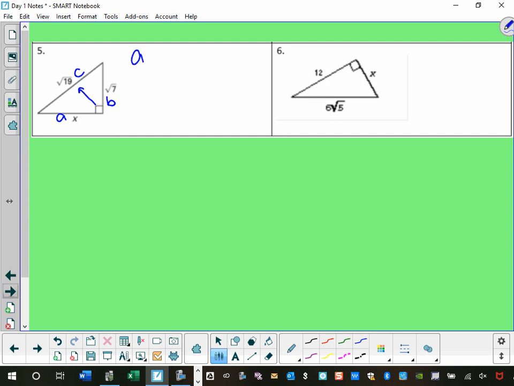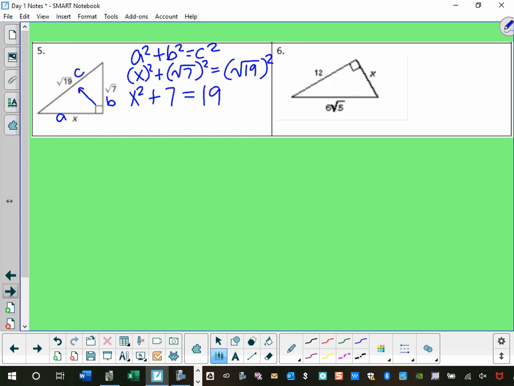So we have A squared plus B squared equals C squared. My A is x squared. B is square root of 7 squared. C is square root of 19. Did you guys at least get that far? All right, so we have x squared plus what? What is the square root of 7 squared? It's just 7. What about the square root of 19 squared? It's 19. Now we have a regular problem.